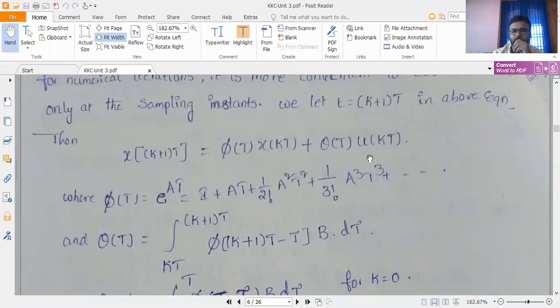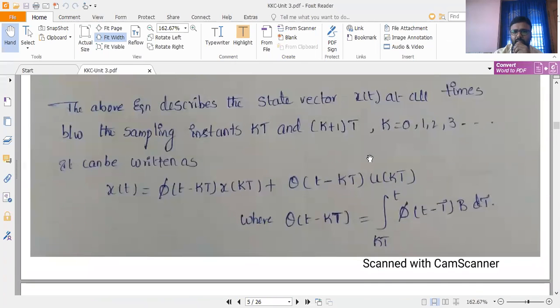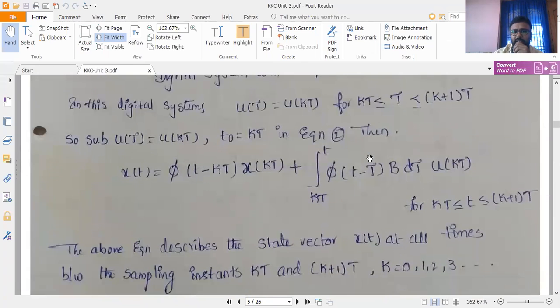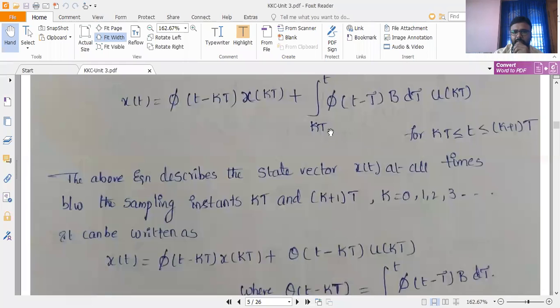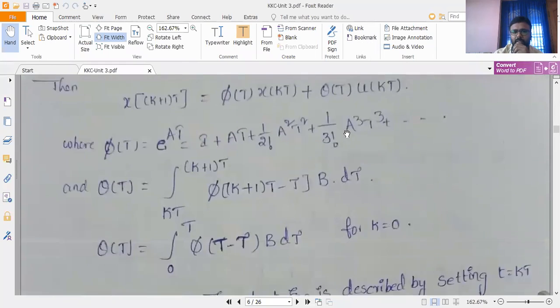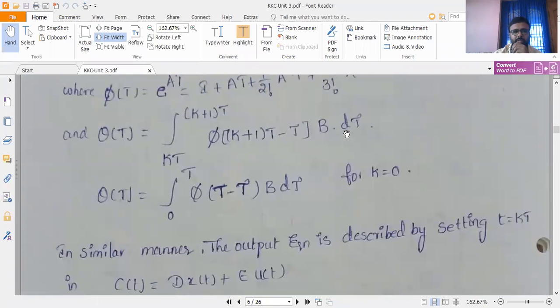Okay, and also what is theta of t? Theta of t is nothing but the integral from kT to (k+1)T, since the limits are going to change from kT to (k+1)T.